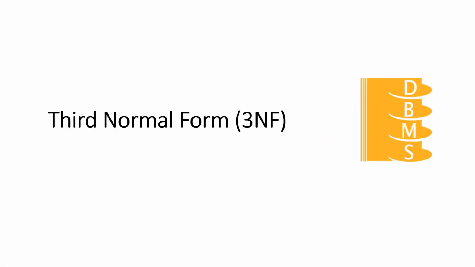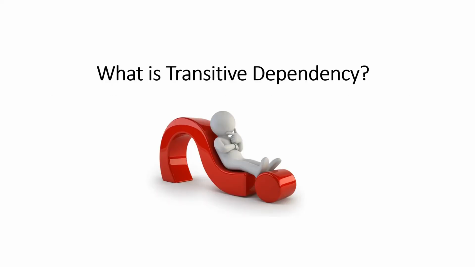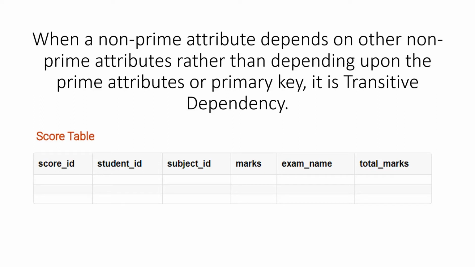And here, third normal form. There are also some rules in the third normal form. Firstly, it should be in the second normal form, and it should not have transitive dependency. What is transitive dependency? When a non-prime attribute depends on other non-prime attributes rather than depending upon the prime attributes or primary key, it is transitive dependency. More clearly, here we can see exam name and total marks, which are added to our score table from the previous slides. We can see it has more data now.